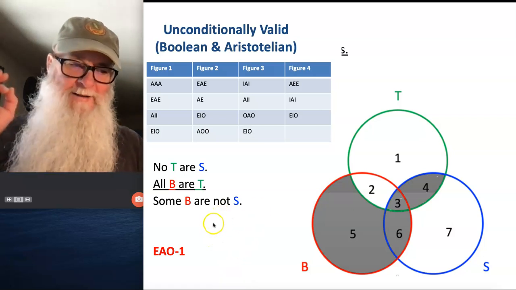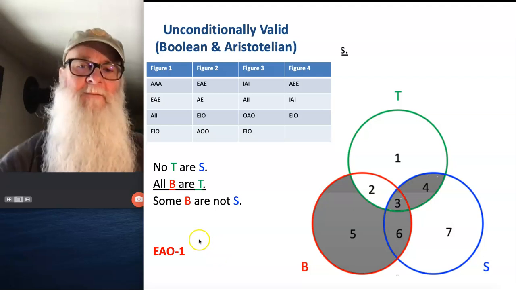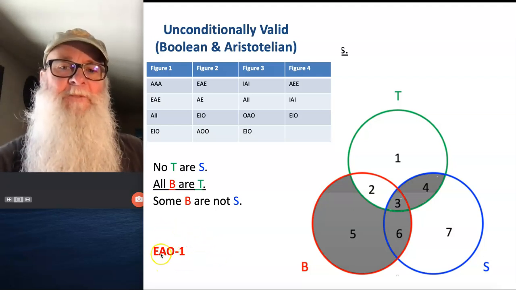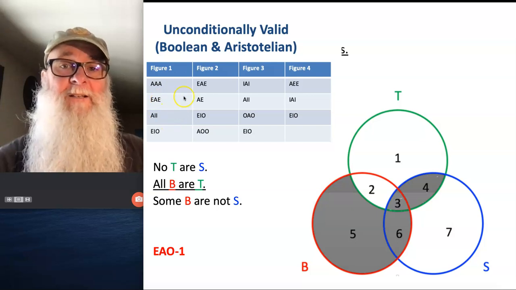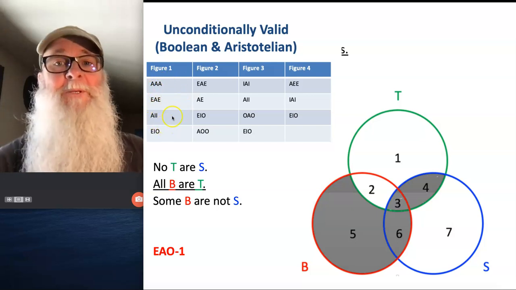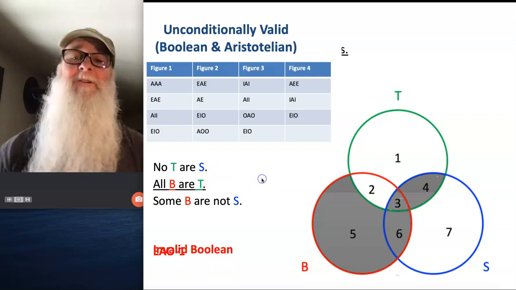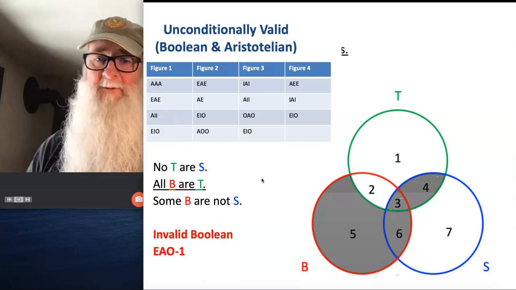And just before I throw down with my answer that this is an invalid argument, I'm going to look at the form of this argument. It's an EAO in figure 1. I consult my unconditionally valid inventory, and I don't see that mood listed under figure 1. So I can be really confident that this argument is invalid from the Boolean standpoint.